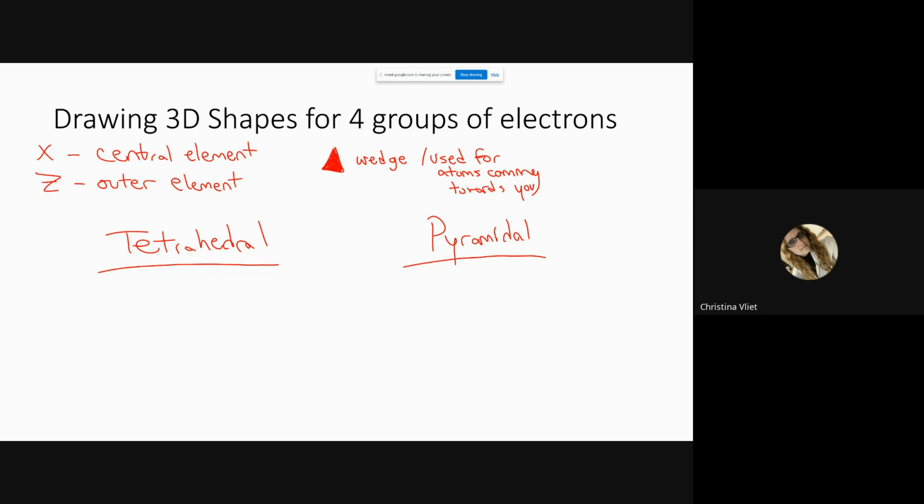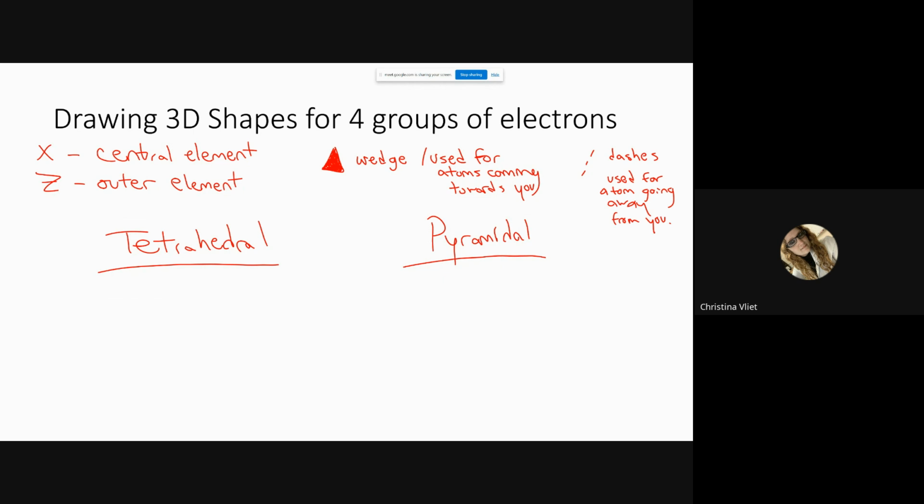And then we use dashes like this, so we call these dashes, and this represents any atom that's going away from you. So facing to the back. So going away from you, so if I'm looking at this one, this is facing towards me, away from you. So if it's going away from you, you use a dashed line.